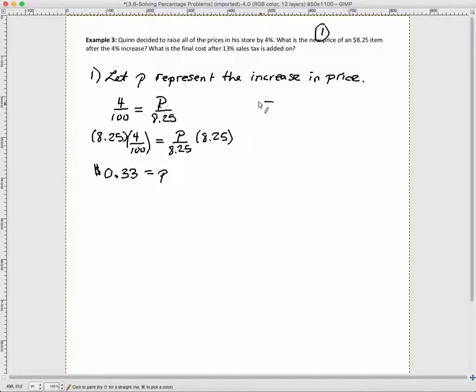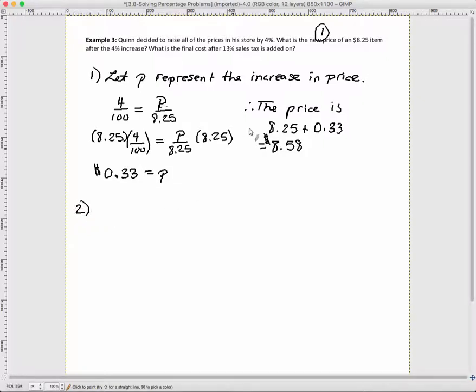So the new price is $8.25 plus this 33 cents, which is equivalent to $8.58. So $8.58. All right, so that answers the first part.